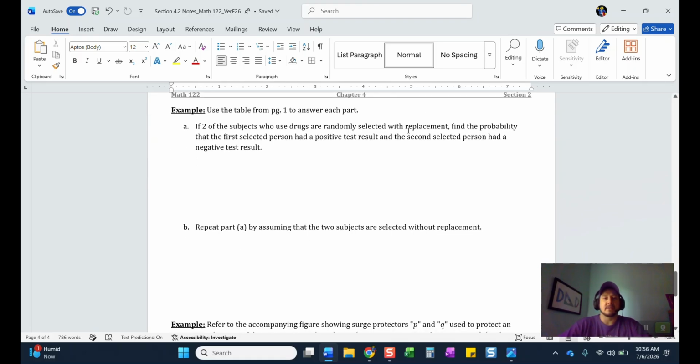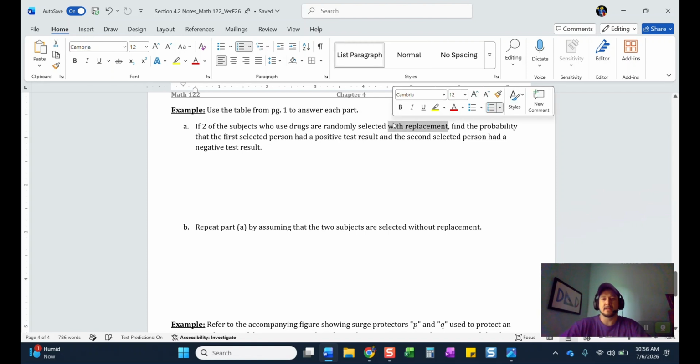So now I'm going to refer back to the table on page one again, and we're going to practice those concepts. So it says if two of the subjects who use drugs are randomly selected with replacement, find the probability that the first selected person had a positive test result and the second selected person had a negative test result. Okay, so this is with replacement. So when you're finding the probability of the second selected person, your sample size doesn't change.